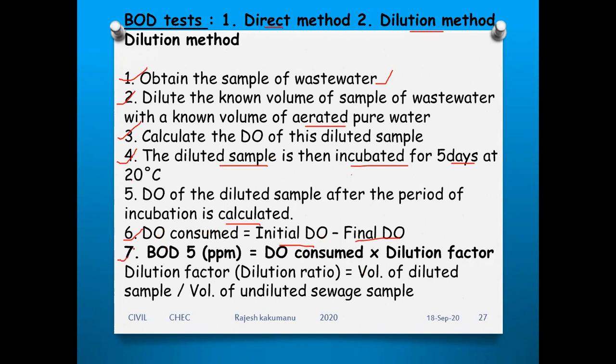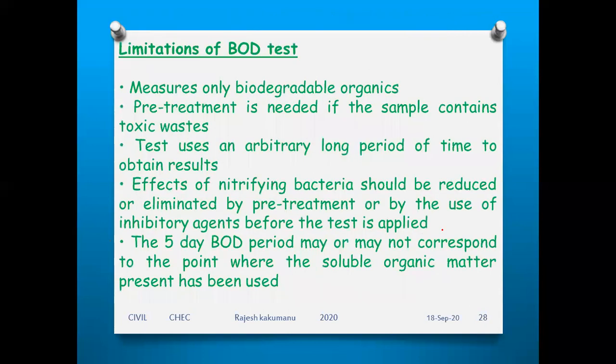Next, the seventh point, BOD 5 ppm is equal to dissolved oxygen consumed into dilution factor. So what is the dilution factor? That is nothing but the dilution ratio. That is volume of diluted sample divided by volume of undiluted sewage sample. So like this, you have to carry out the dilution method test under the BOD test.